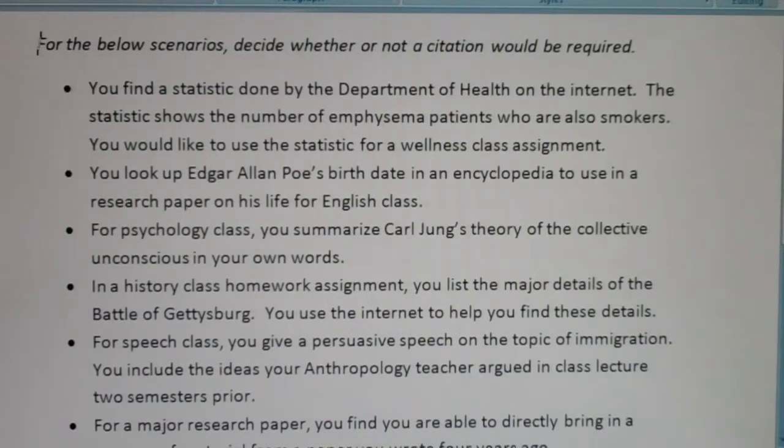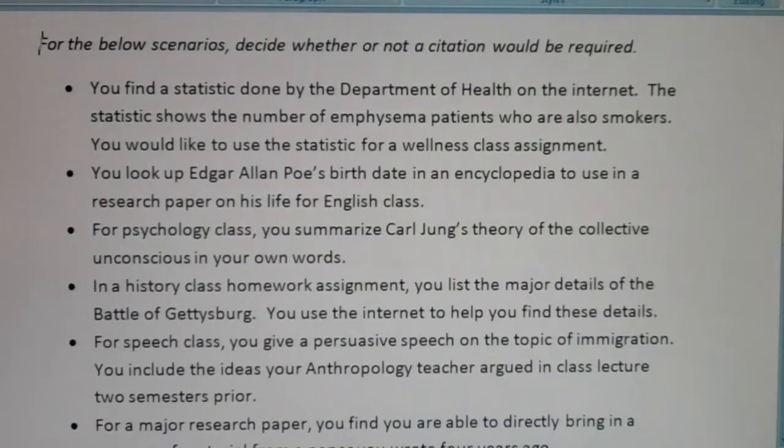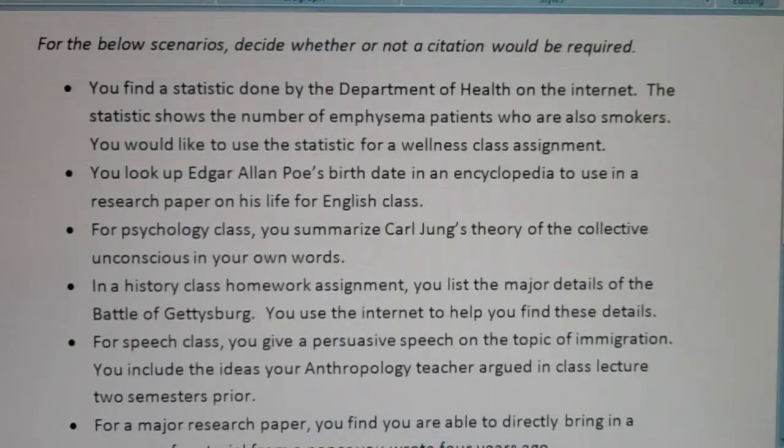So I want to talk about which ones those are and why, and also I want to look at which ones would not be considered common knowledge and ones you would have to provide a citation for and why. The first example talks about finding a statistic. Now this is a little tricky. Some students would think that a statistic would be a concrete number, that numbers are indisputable facts, and they would say, well, since a number is a fact, that must be common knowledge.